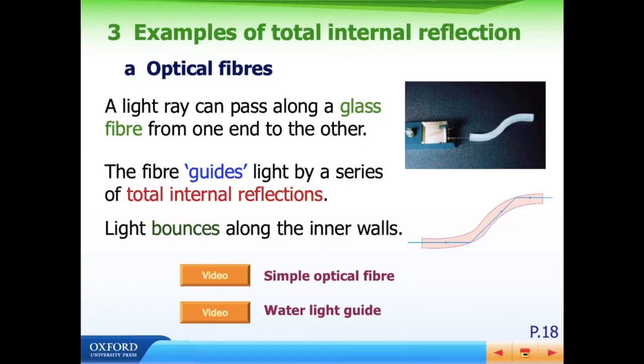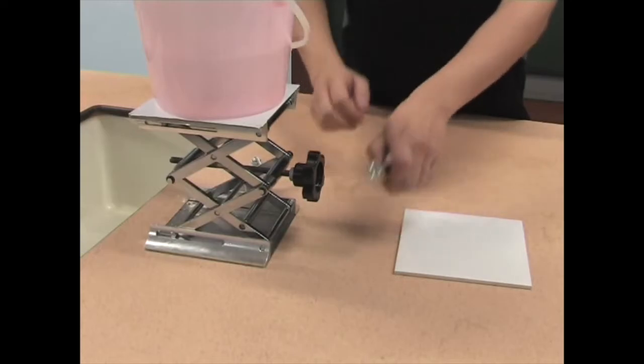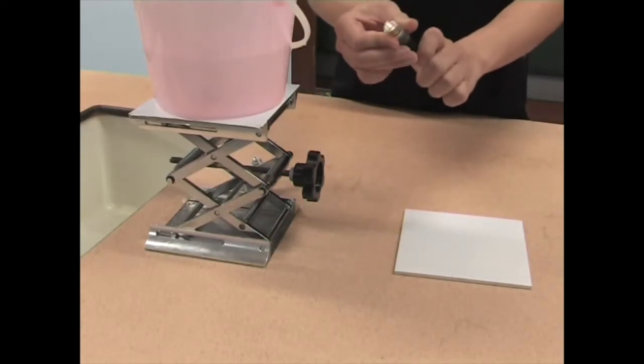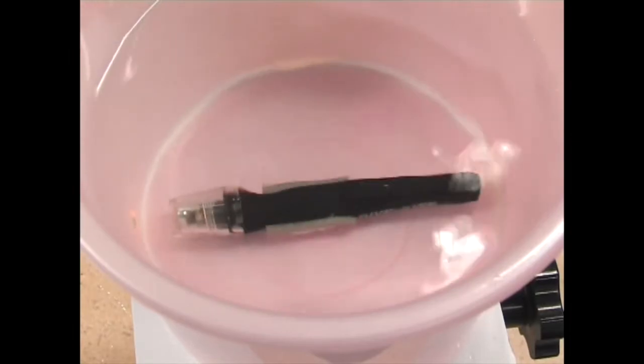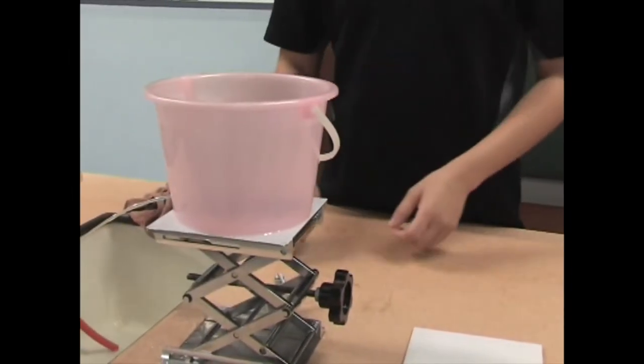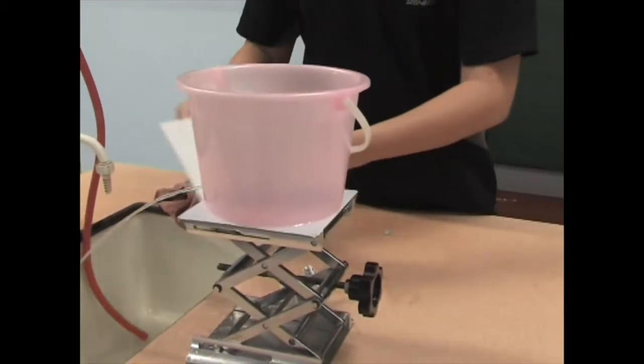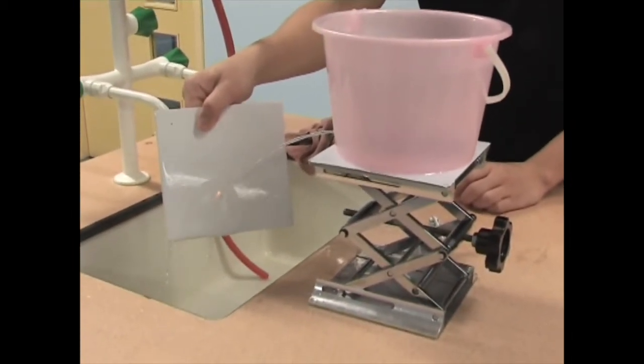Similarly, total internal reflection of light can also occur in water with similar characteristics as the optical fiber. I want you to watch another video clip, Water Light Guide. Switch on the waterproof torch and put it into the bucket. Then remove the plasticine. What can you observe when a jet of water is flowing out from the bucket?